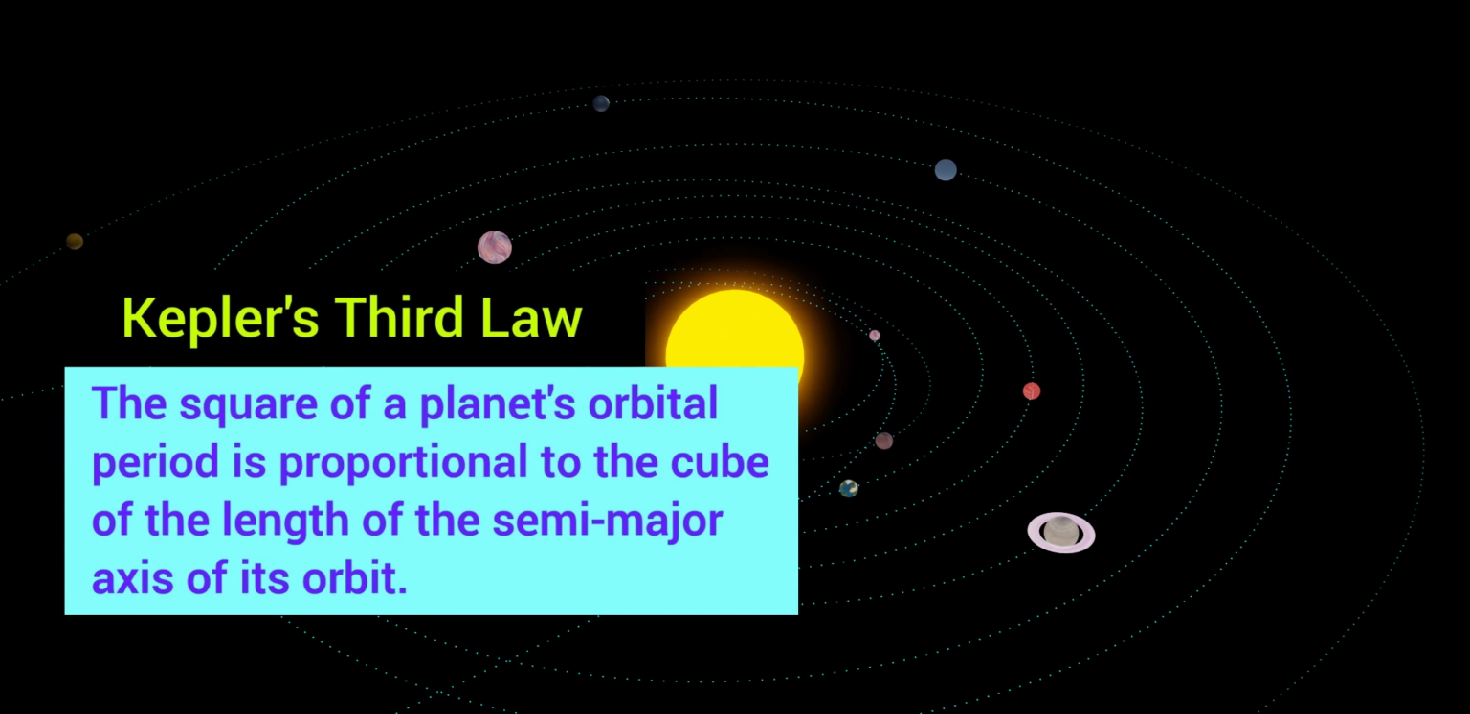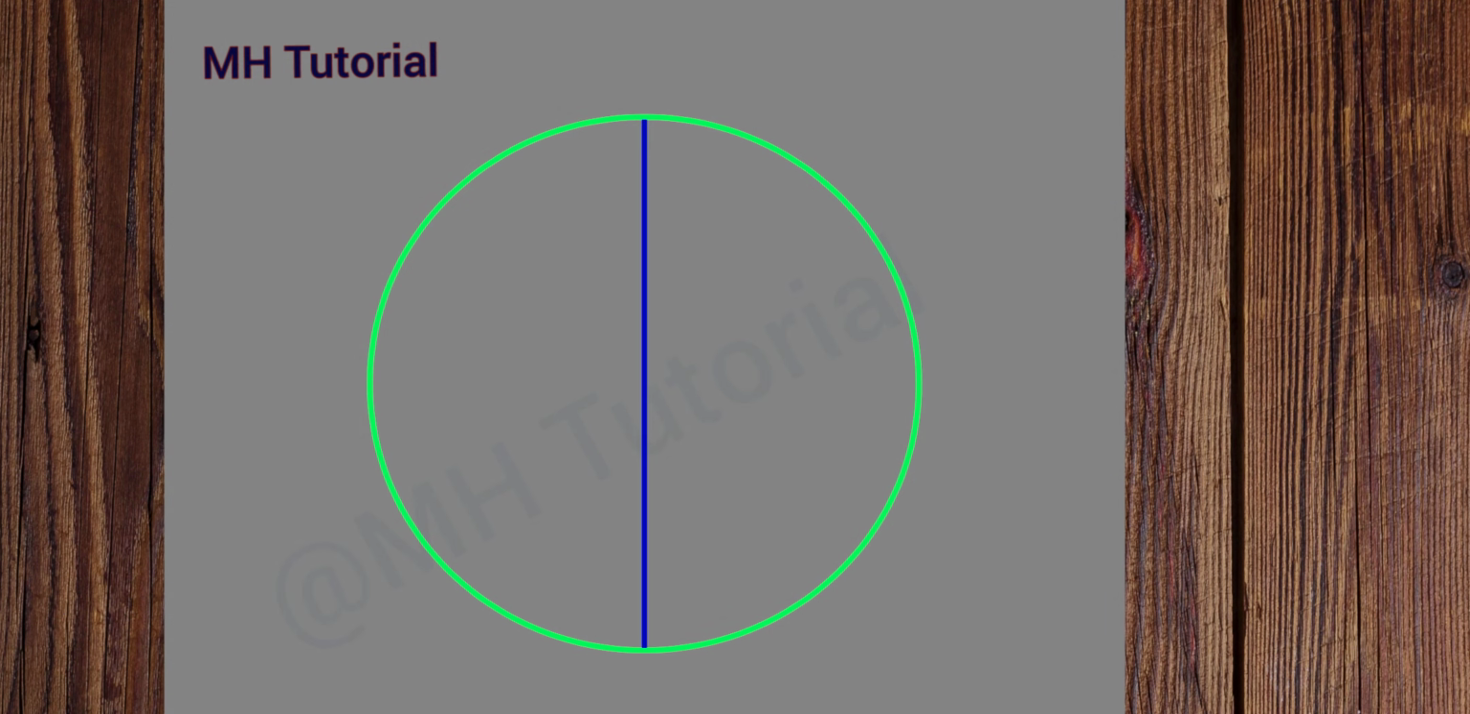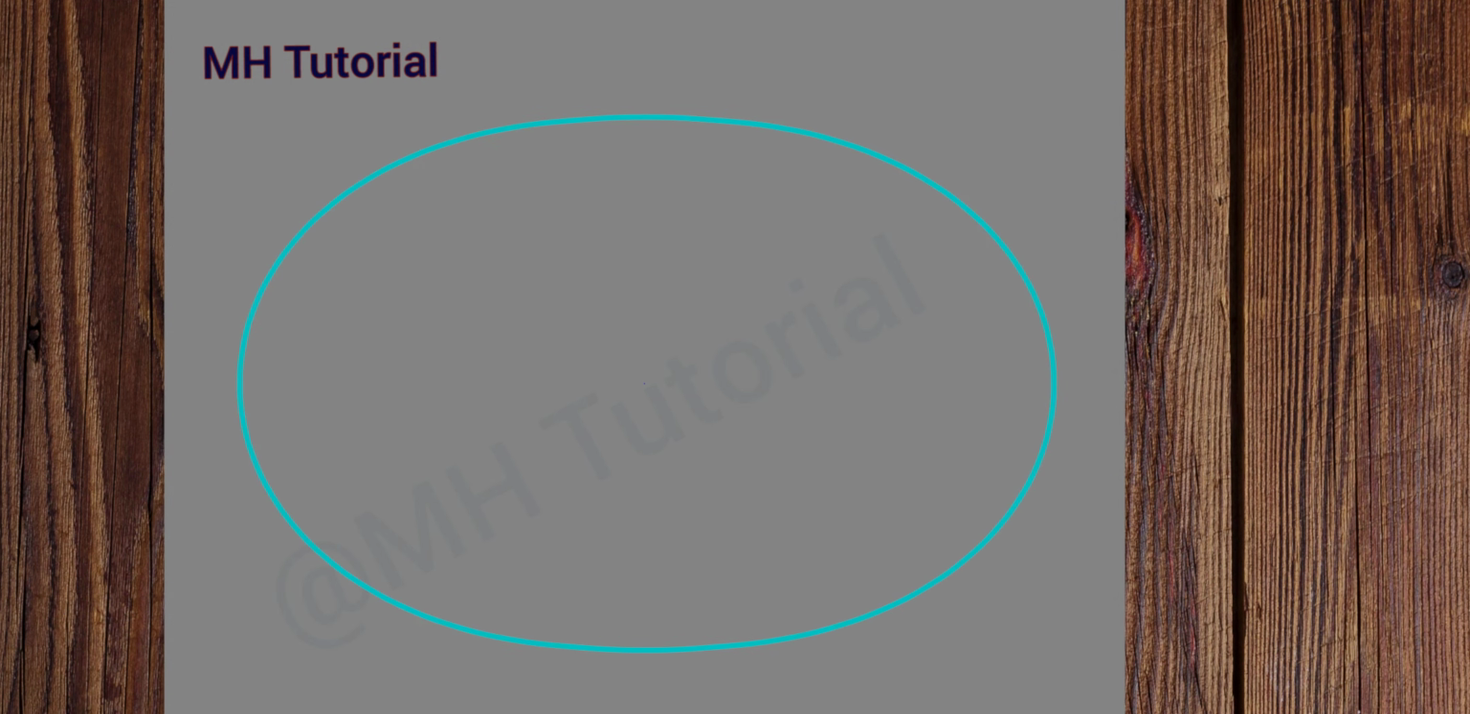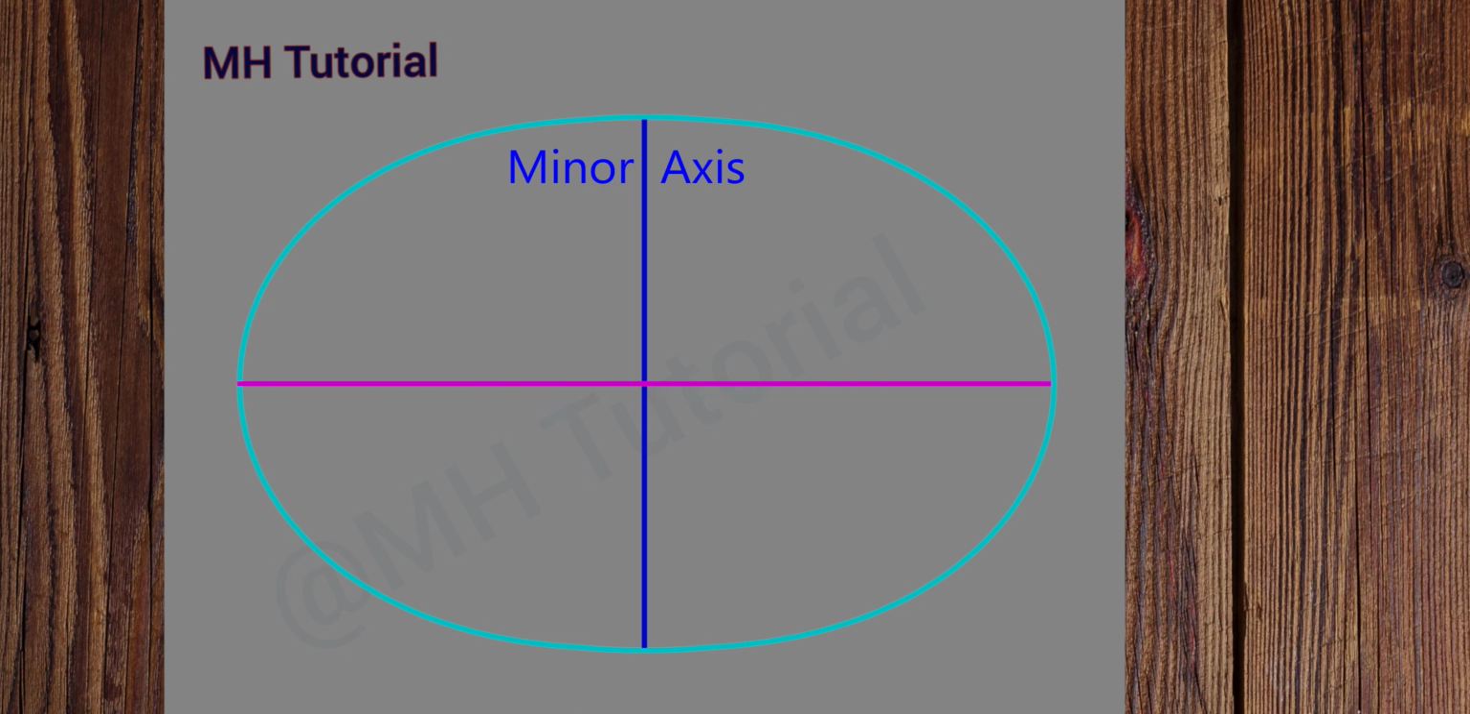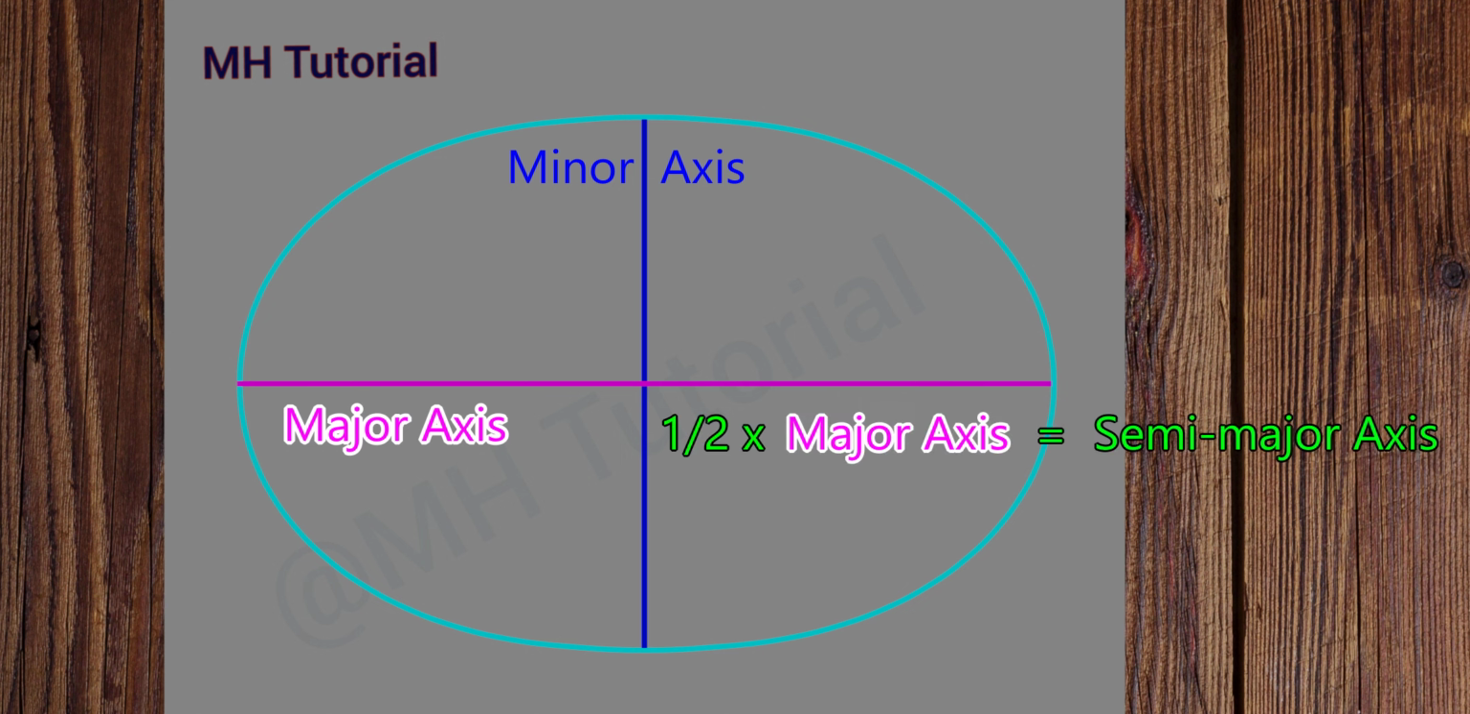The third law of planetary motion says, the square of a planet's orbital period is proportional to the cube of the length of the semi-major axis of its orbit. See, the diameter of a circle is equal in every possible direction. But for an ellipse, it is not true. An ellipse has a variable diameter. The shortest diameter is called the minor axis, and the longest diameter is known as the major axis. Half of the major axis is called the semi-major axis.